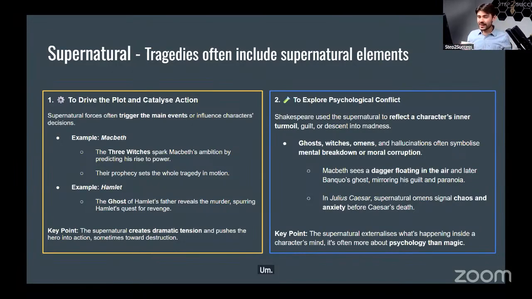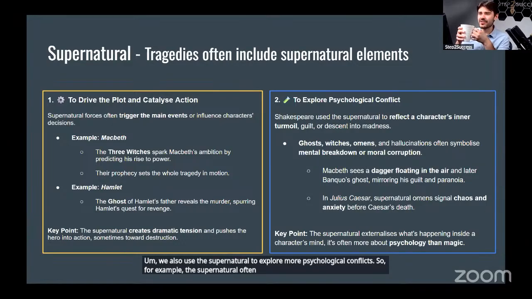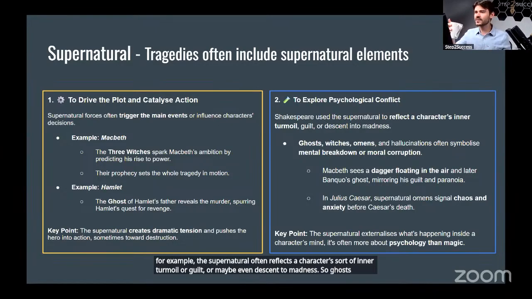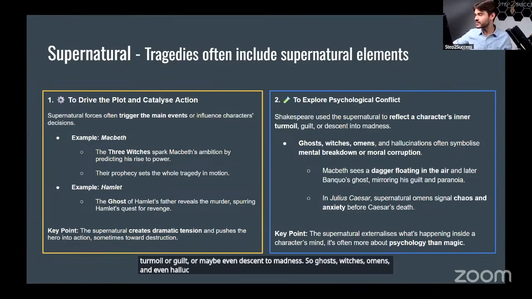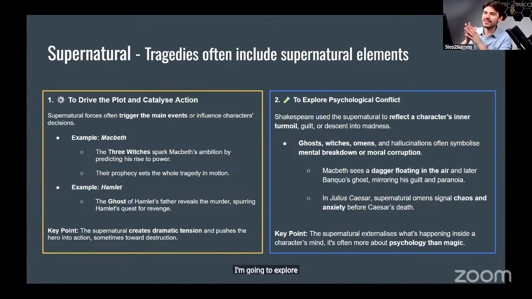We also use the supernatural to explore more psychological conflicts. So, for example, the supernatural often reflects a character's sort of inner turmoil or guilt, or maybe even descent to madness. So, ghosts, witches, omens, and even hallucinations often symbolize mental breakdown or moral corruption. I'm going to explore contextually why this is in a second.